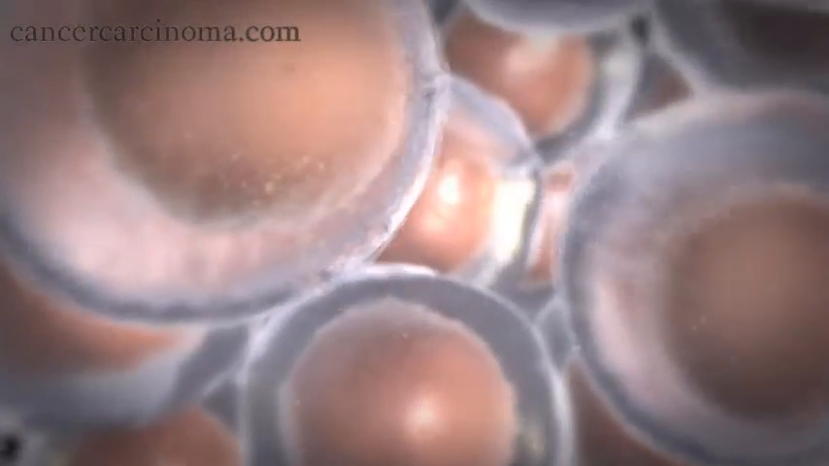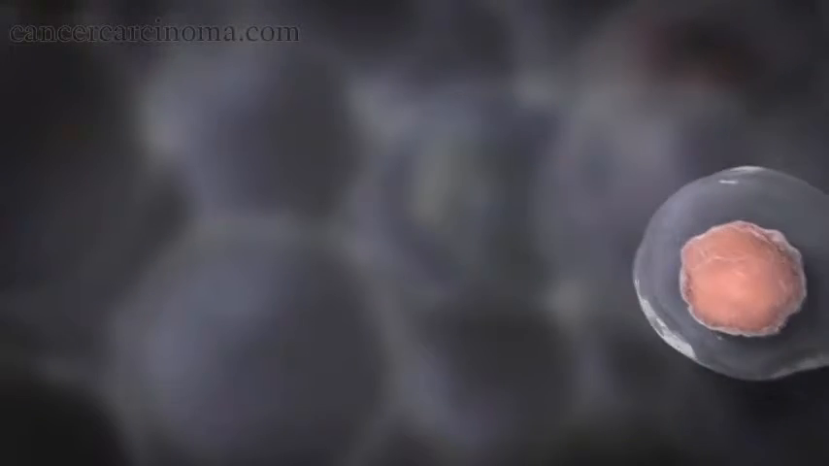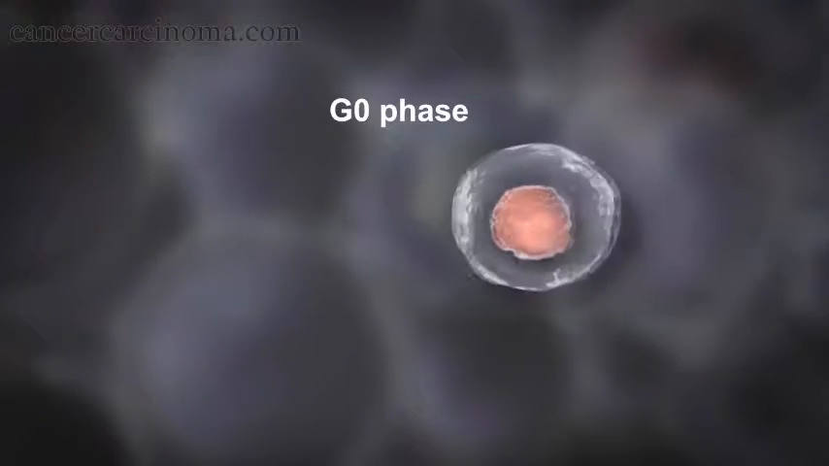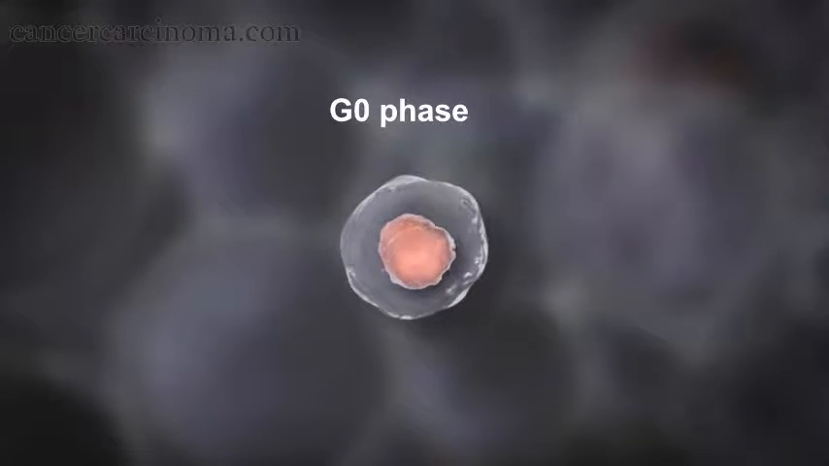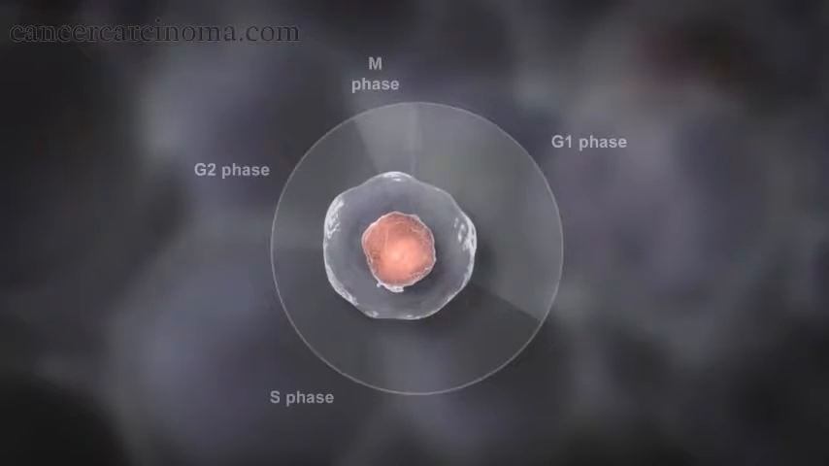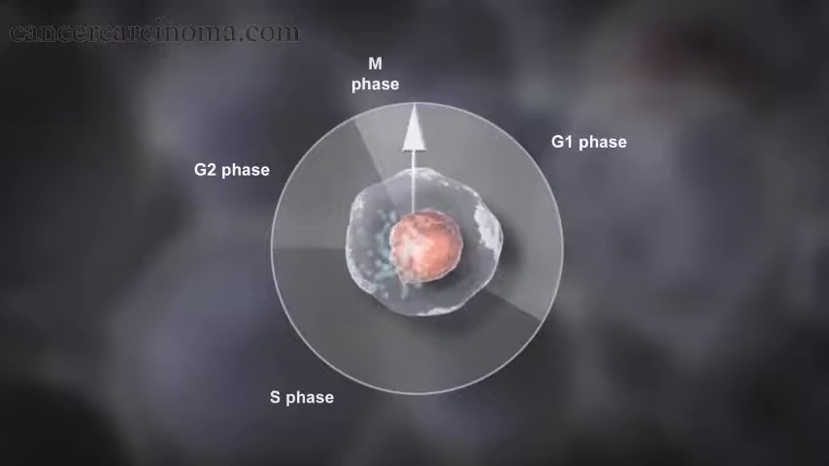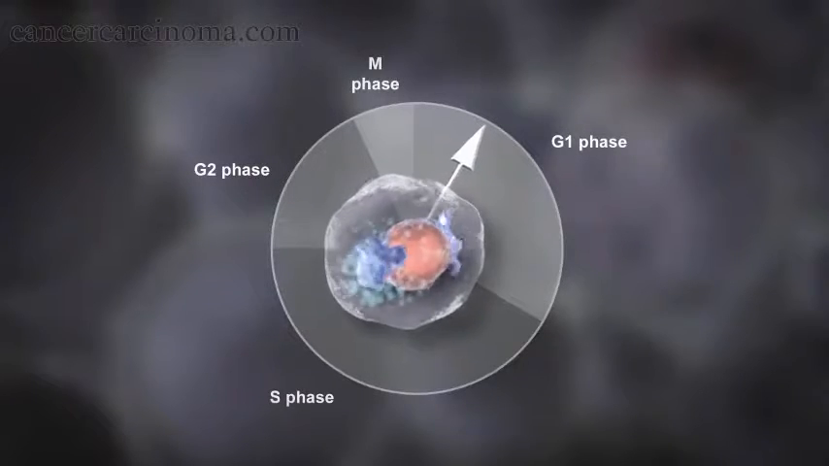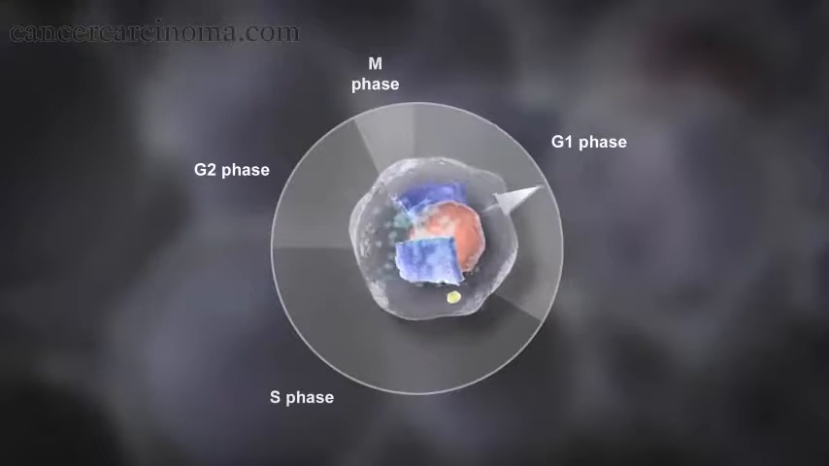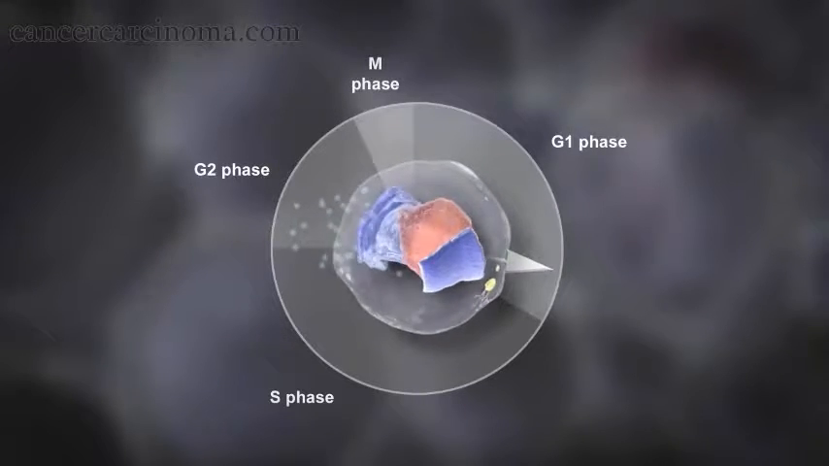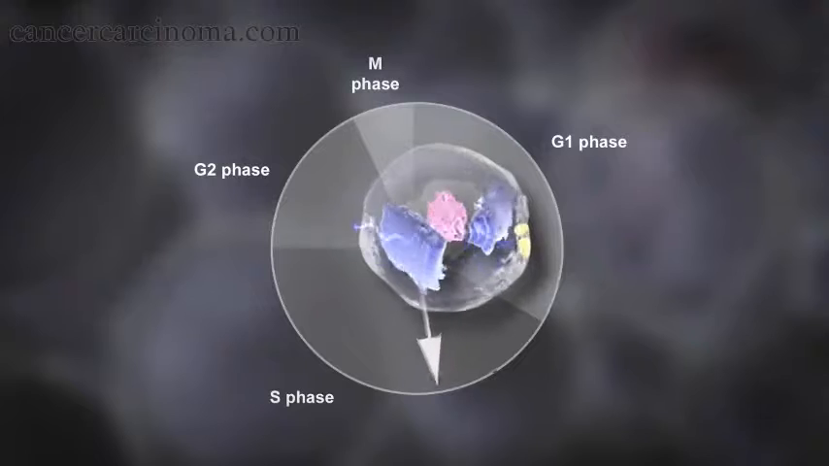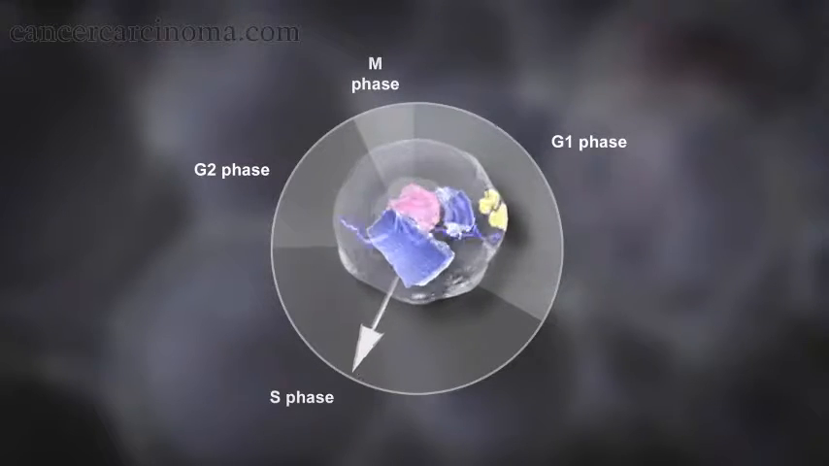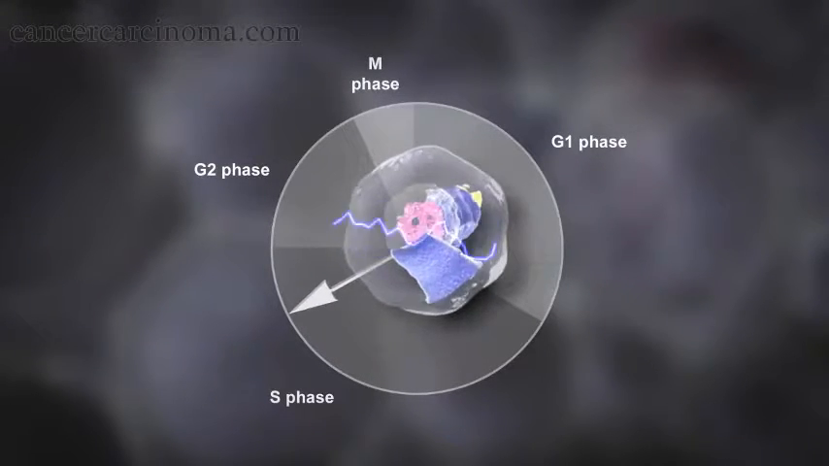The cell goes through many distinct steps as it divides. After a cell's initial formation, it goes into an inactive resting phase called G0. The cell then grows larger in size and makes proteins. These are important for the next step. This phase is called G1. The cell creates two copies of its DNA in preparation for dividing. This is called the S phase.